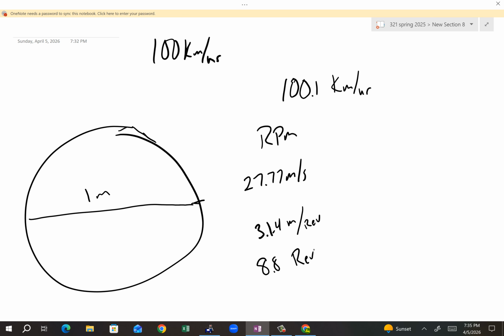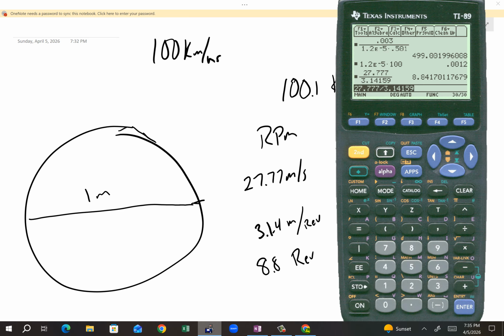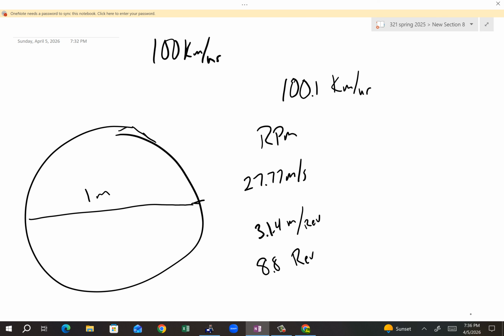Okay, what does that mean? It means it's 8.8 revolutions per second. 8.8 revolutions per second, times 60. I think he's going to have to be doing about 530 RPM. Now, I just do that just because, hey, whatever. That's what I need to have.